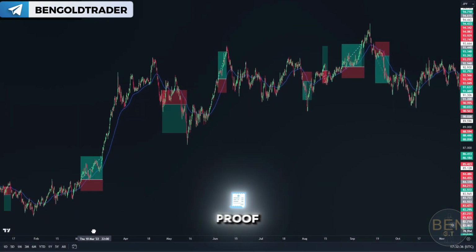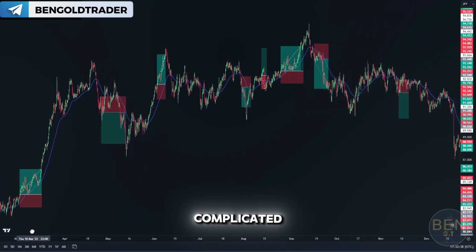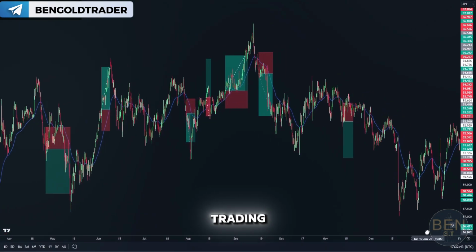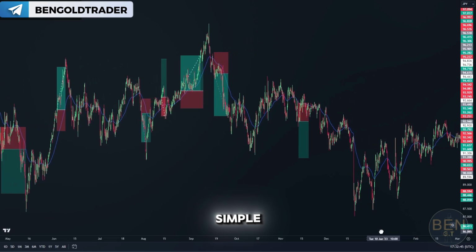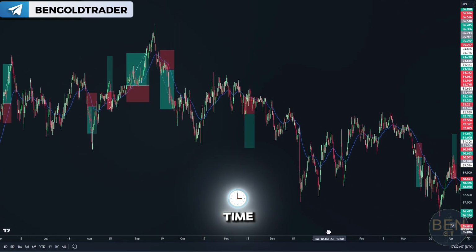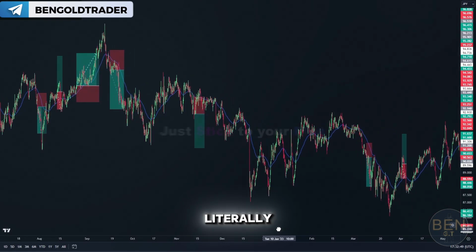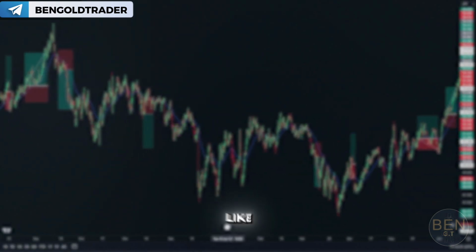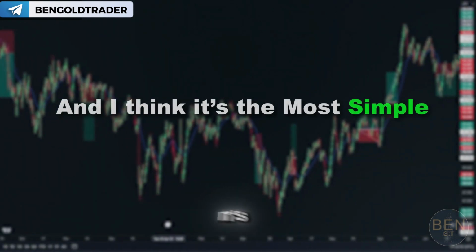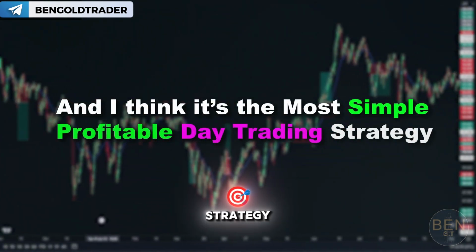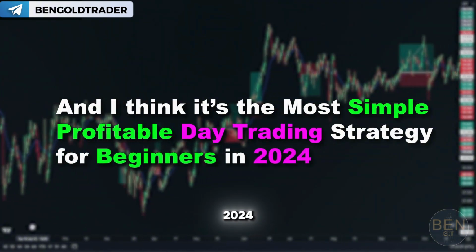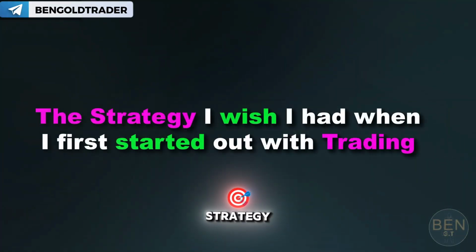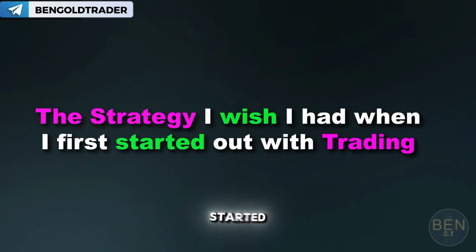So it's proof that your strategy doesn't have to be complicated if you want to make money with trading. You just need to follow a few simple rules and follow them every single time without any exceptions. Literally, just stick to your plan. I like this strategy a lot, and I think it's the most simple, profitable day trading strategy for beginners in 2024. So that's it. The strategy I wish I had when I first started out with trading.